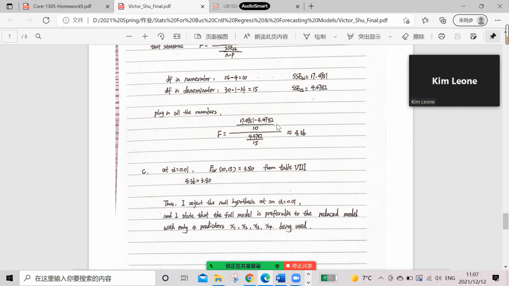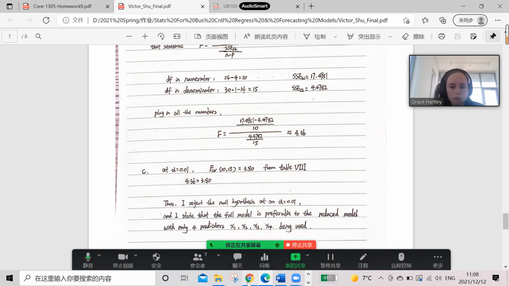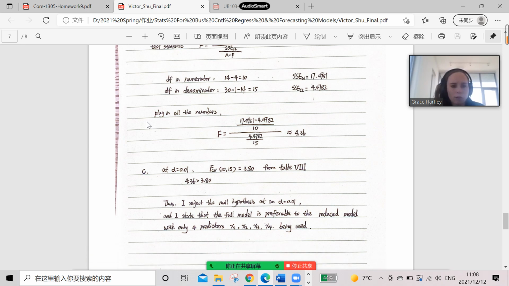Wait, didn't you just say the opposite of that though? Grace, can you repeat what you said, please? If F is larger than whatever's in the table, so like in E, 19.7 is greater than 2.29, which is in the table, we reject the null hypothesis and say that it is significant. Is that correct? Yes. So bigger F means it's significant and you reject the null hypothesis. Okay.